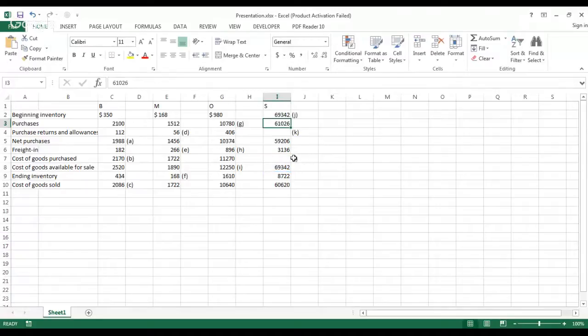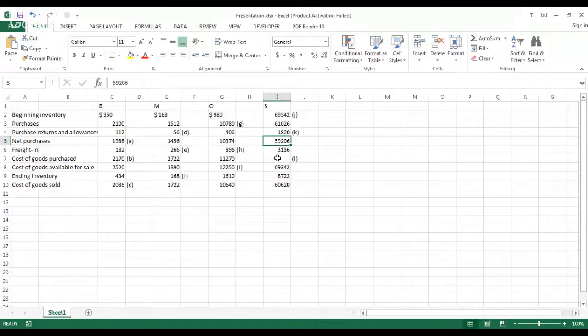But so we're going to hit K. The purchases returns and allowances is your purchases minus your net purchases, which equals 1,820.